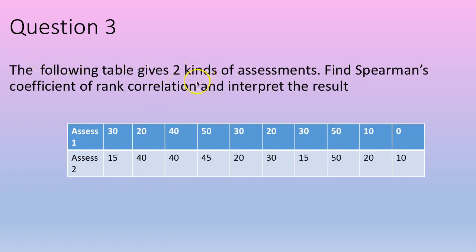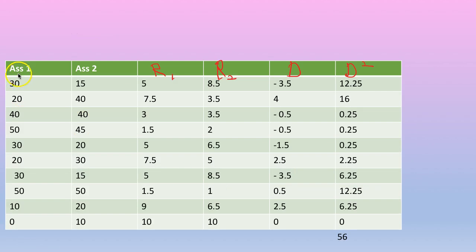The following table gives two kinds of assessments. Find Spearman's coefficient of rank correlation and interpret the results. So we have assessment 1 and assessment 2. Now here the ranks are repeated. If you look at it, there are two first ranks, 50 and 50. Average of 1 and 2 is 1.5 because 1 plus 2 is 3, 3 divided by 2 is 1.5, so we write 1.5 next to 50. Now the second rank is not there, so 40 will be the third rank.